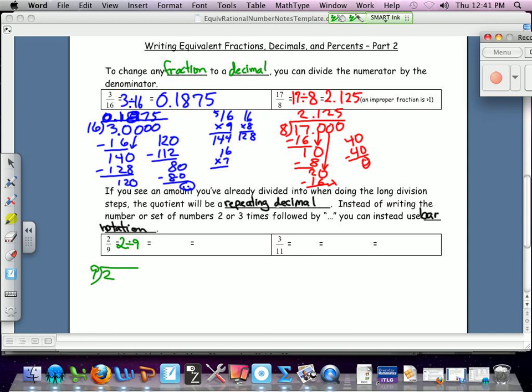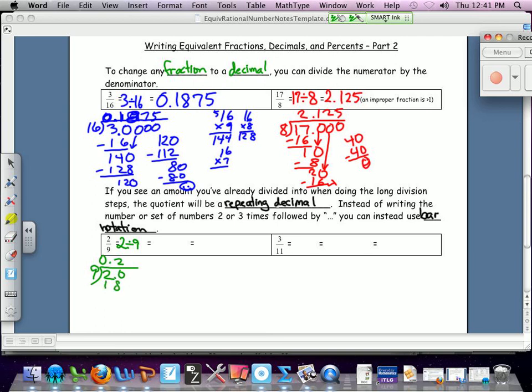So I cannot divide 9 into 2, so that's a 0, but then I can put a decimal point and a 0. So how many times does 9 go into 20 without going over? What are we going to do for our division step? 2 times, because 2 times 9 is 18.